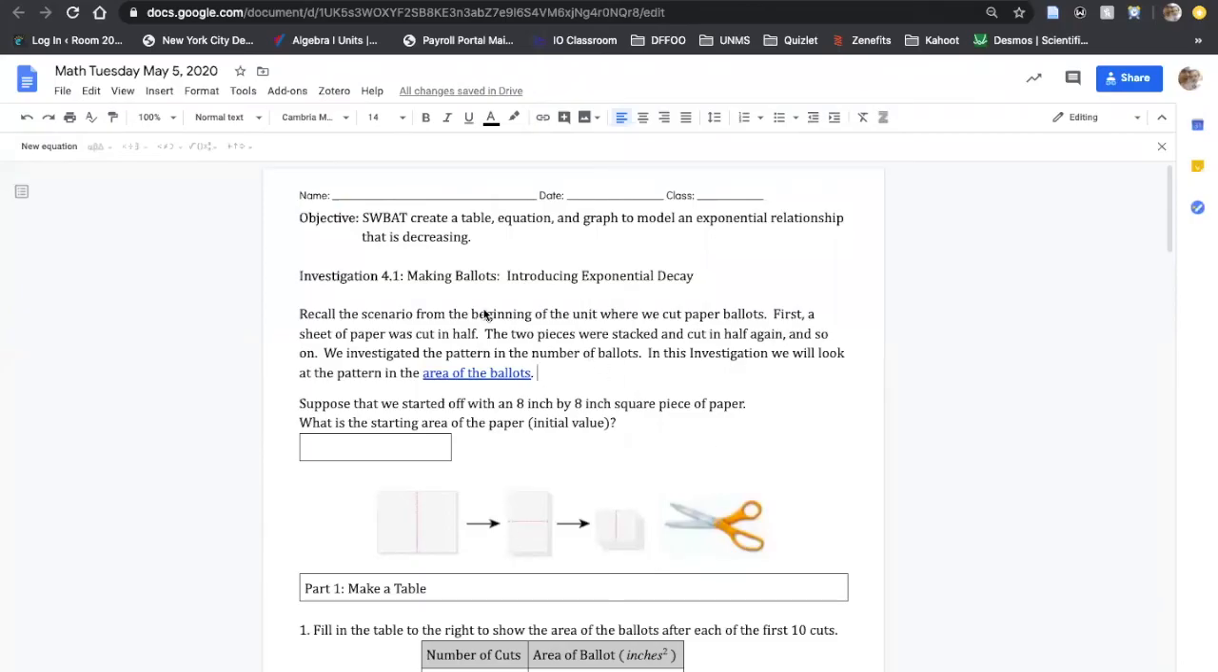So our objective for today is that students will be able to create a table, equation, and graph to model an exponential relationship that is decreasing.